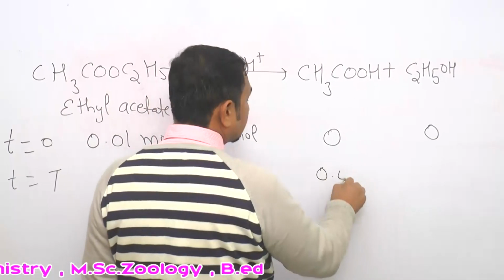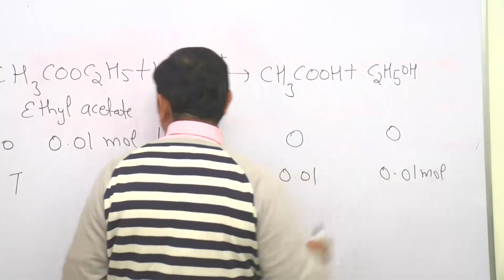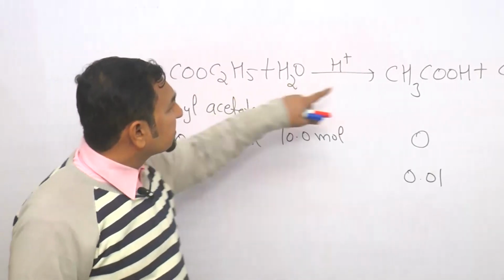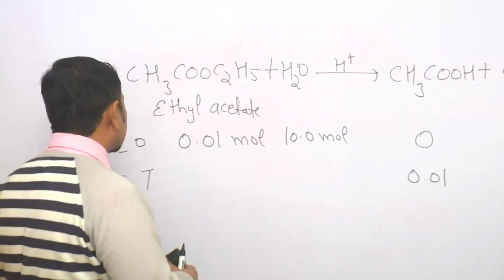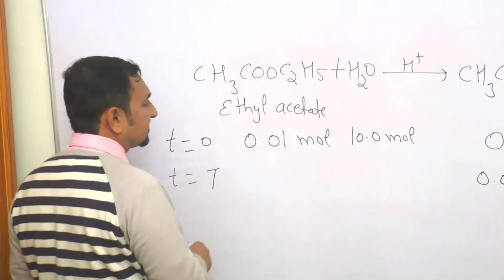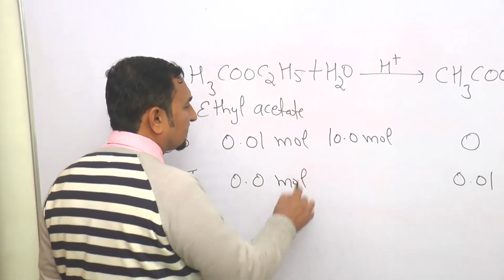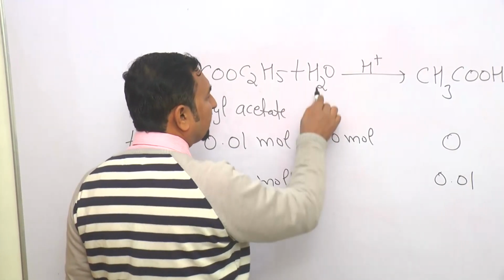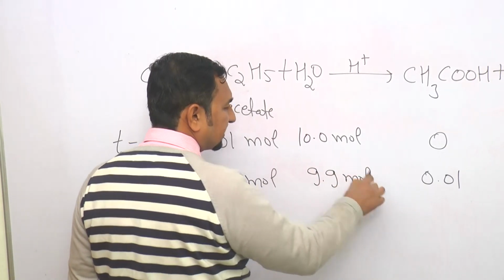So its concentration will also be 0.01 mole and 0.01 mole, because 1 mole of ester on dissociation gives 1 mole of carboxylic acid and 1 mole of ethyl alcohol. So the concentration of ethyl acetate left after time t is 0 mole, and suppose the concentration of water after time t is 9.9 mole, again a hypothetical value.